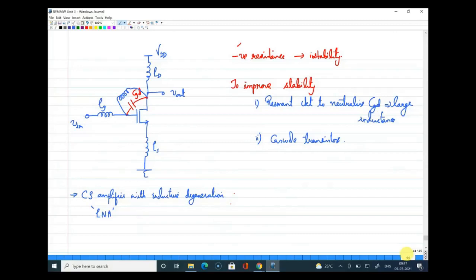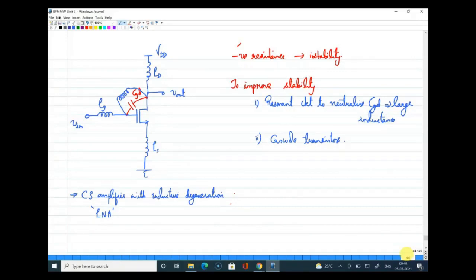So I was telling two techniques to improve stability. One is adding an inductance in parallel to the capacitance, but the value of inductance will be large, which can result in a large layout area. So one feasible option is to add a cascode transistor such that we can eliminate the interactions directly.